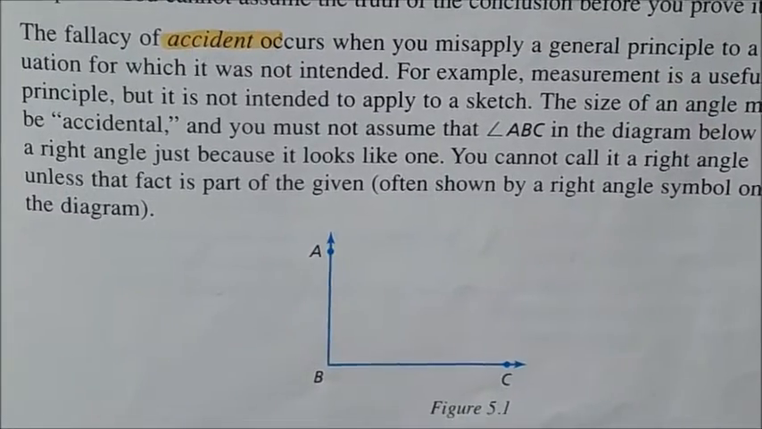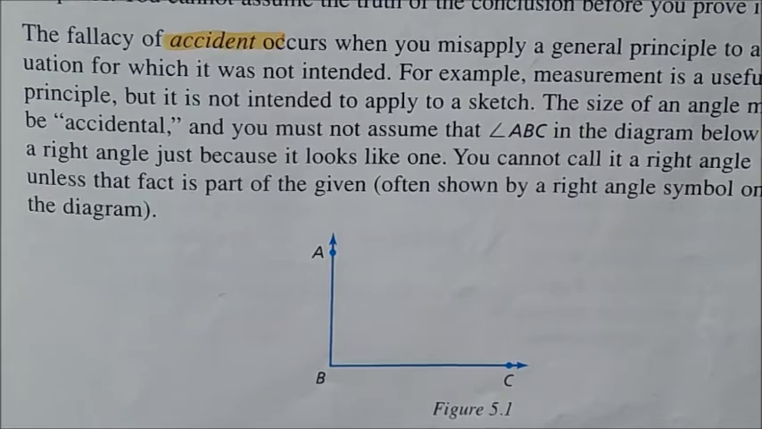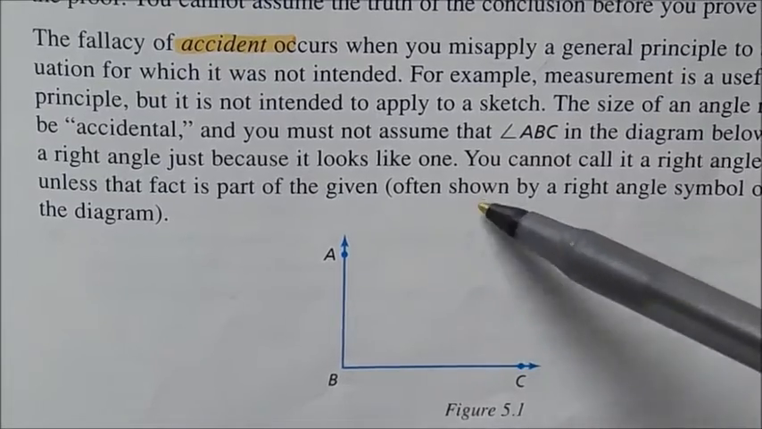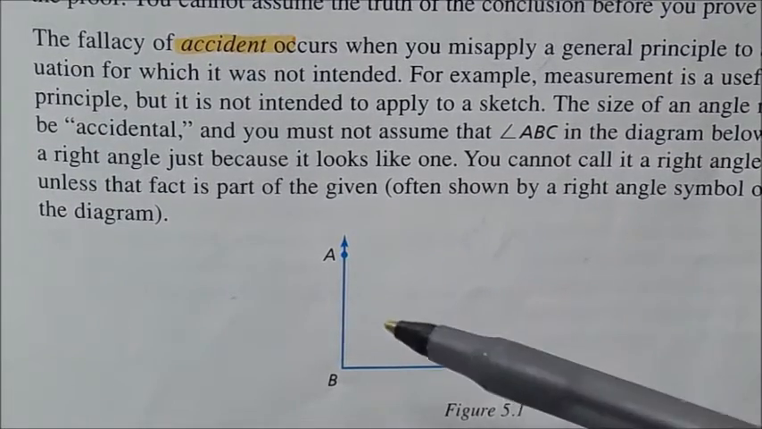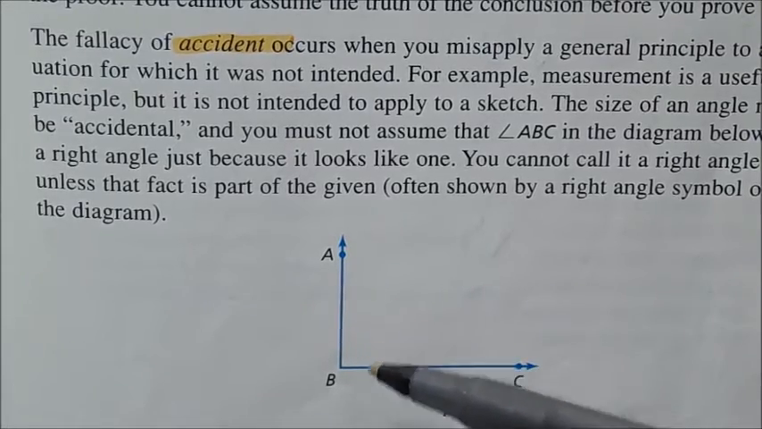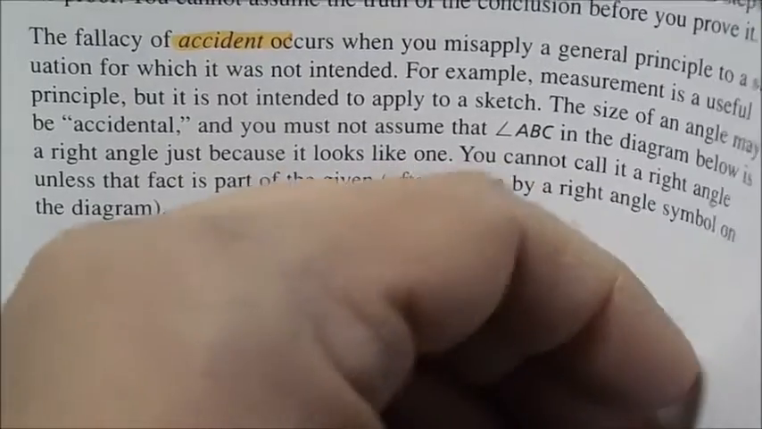So that happens a lot, I would say, with right angles. It looks like one. You really want to use it as one. Unless they tell you in the given information that angle ABC is a right angle, just because it looks like one, you can't assume it. And then it might put the little symbol right here. If they do that, that is considered a given piece of information.